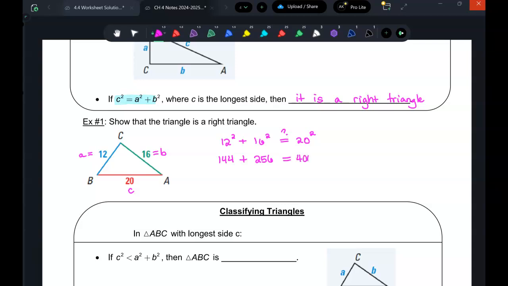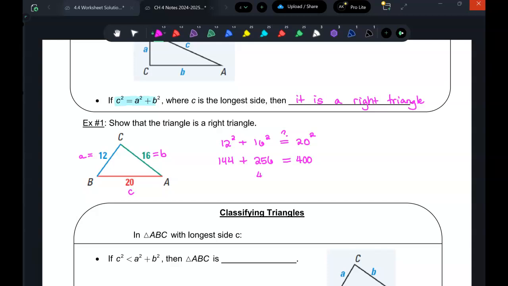So the question is, are they equal? Aiden says yes, they are. So 400 equals 400. I'm going to put a little check mark. So we have shown that this is a right angle here at c.